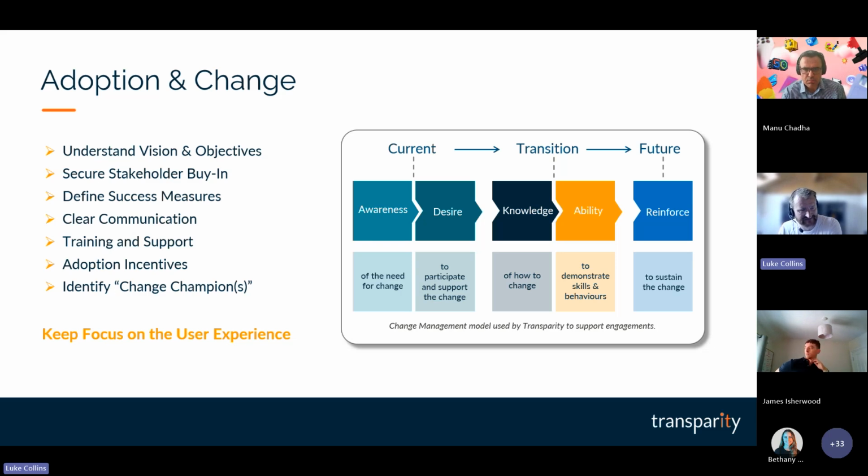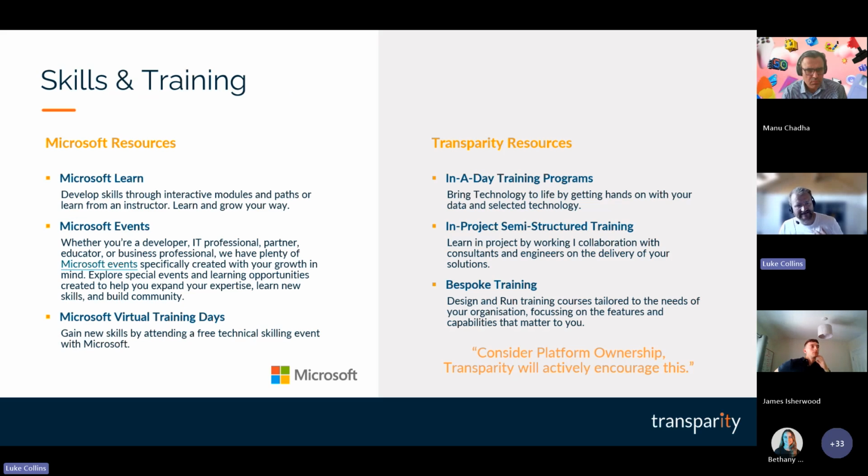not just a pure technical IT initiative? And finally, skills and training. So I appreciate some of you will be a lot further along on potentially your Fabric journey or your modern data platform journey than others on this call today. Obviously Microsoft has got a ton of resources out there to be able to get up to speed with some of the technologies that we've been talking about today. But also within Transparity, we can certainly help as well.